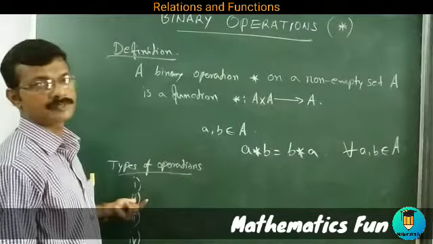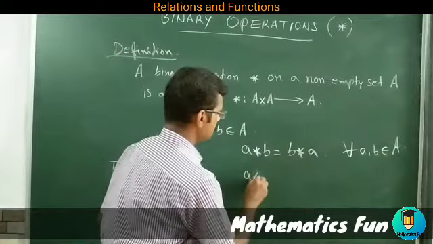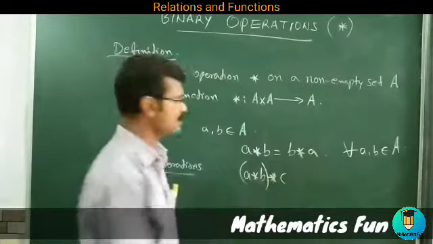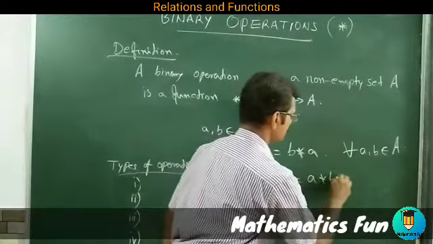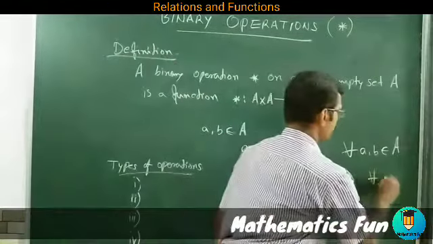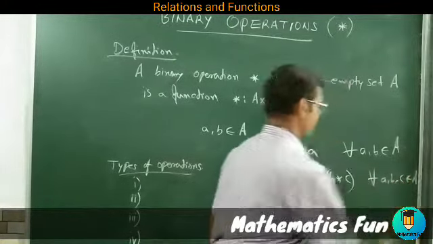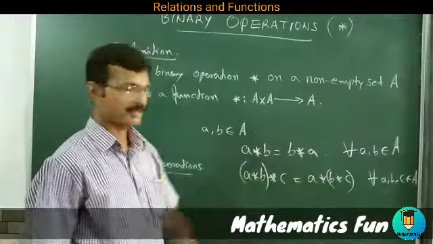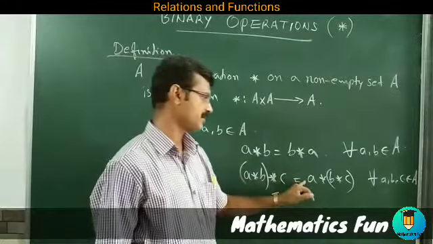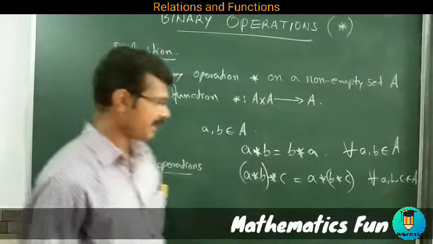Next one is associative property. Associative property means three elements a, b, c. In that case, it will be like this: (A star B) star C is equal to A star (B star C). The bracket can be placed here or here, for all a, b, c belongs to A. So this is the associative property of a binary operation: (A star B) star C is equal to A star (B star C).